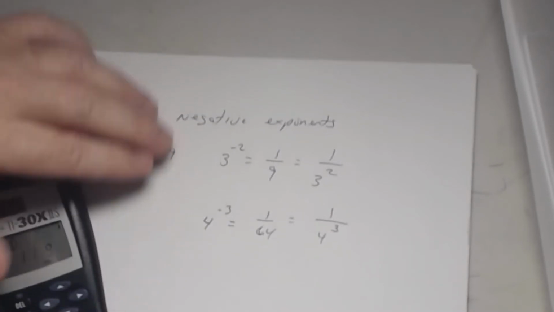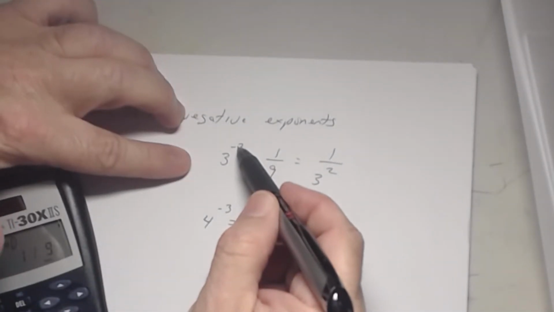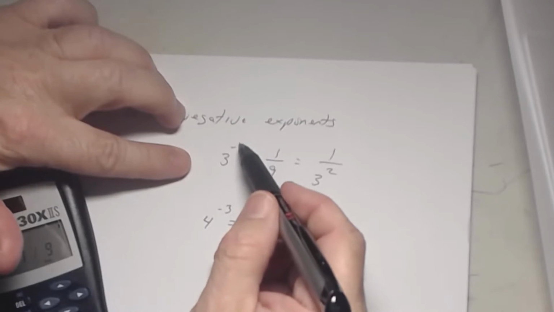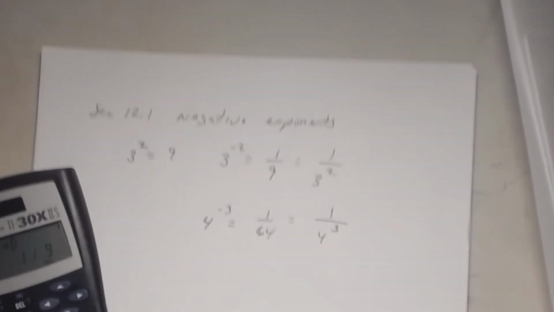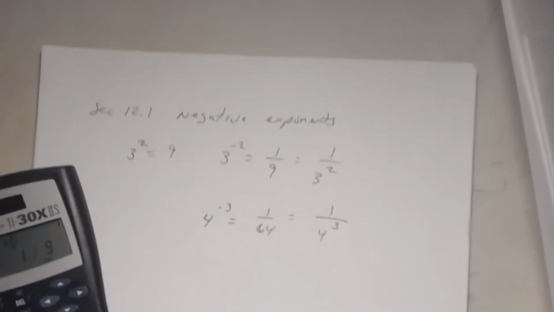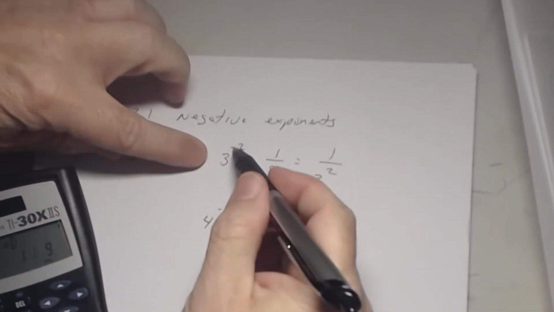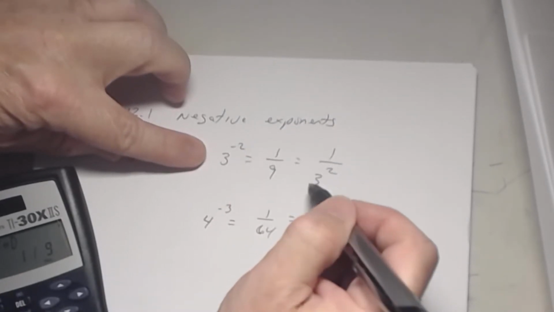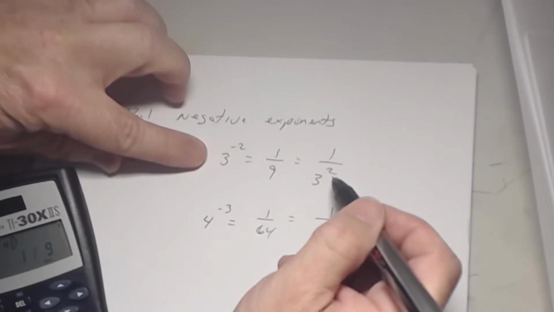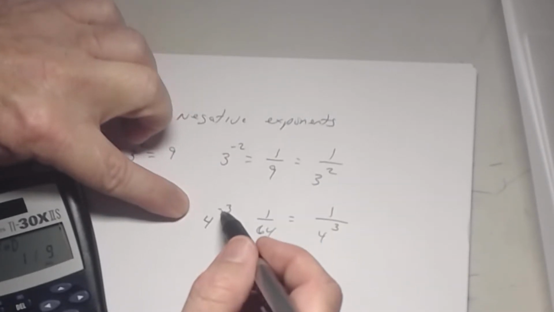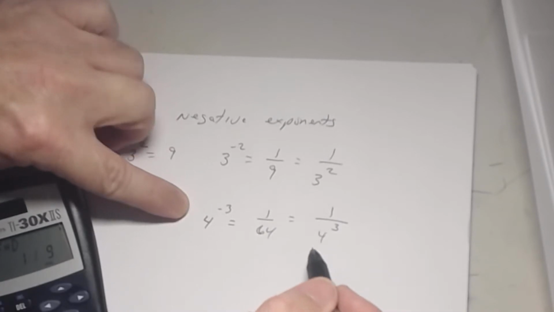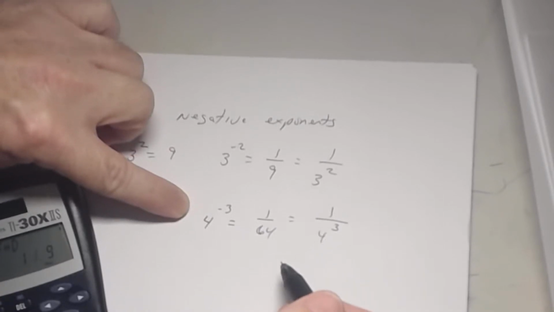So I want you to notice what's happening here. 3 to the negative second power, the exponent's negative. So what you want to do is always rewrite the exponents from negative to positive. You want to rewrite the exponents from a negative exponent. What kind of exponent? Positive. All right. So 3 to the negative second power, I can write as 1/3 to the positive second power. 4 to the negative third power, I can write as 1/4 to the third power.